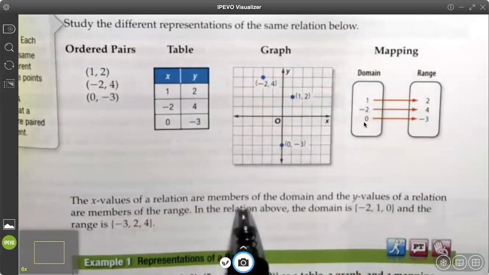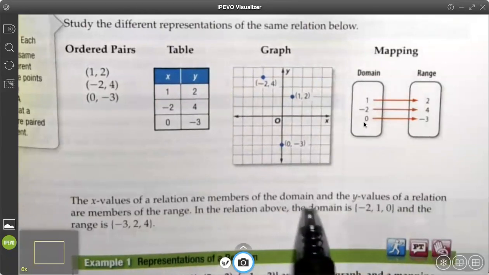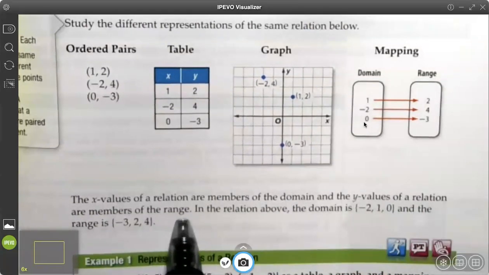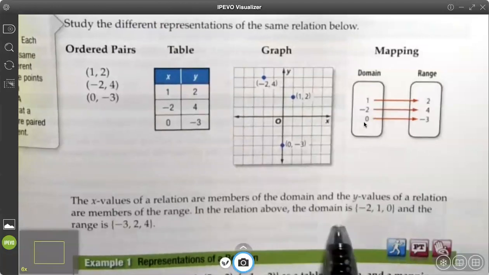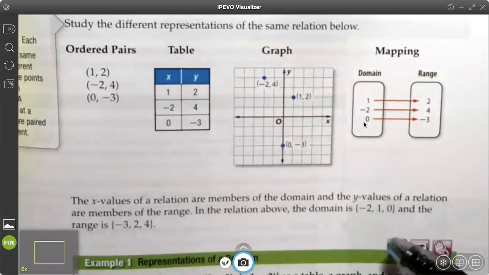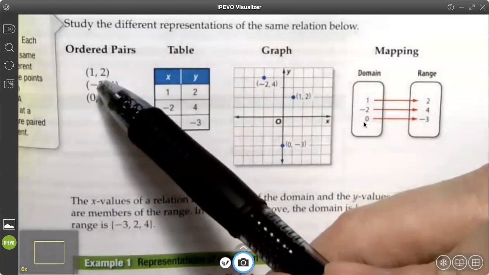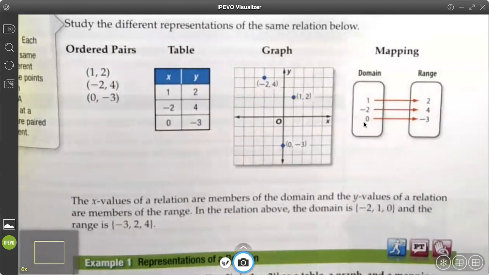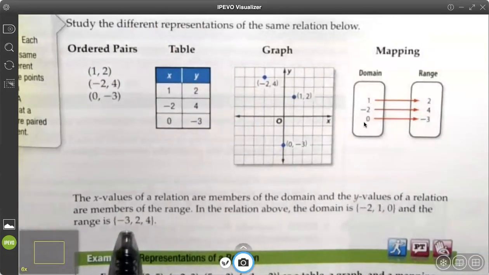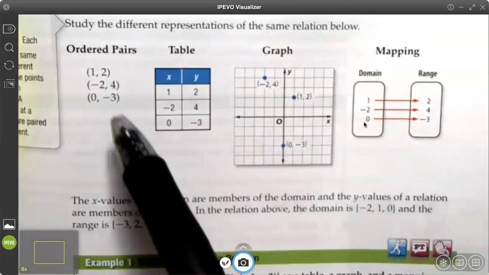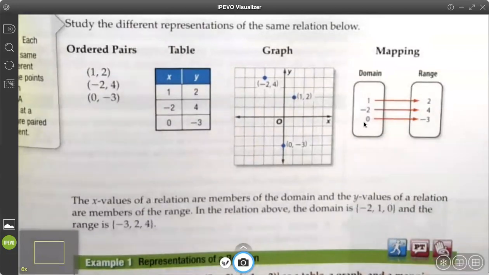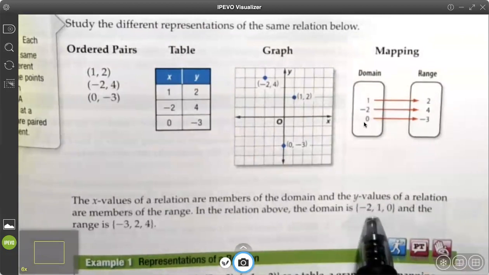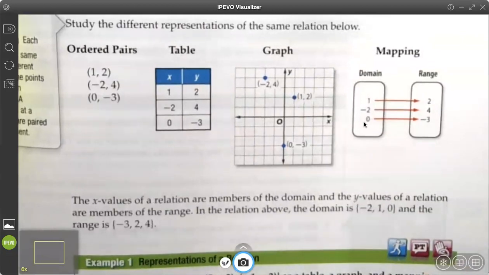The x values of relations are members of the domain, and the y values of relations are members of the range. In the relation above, the domain values are -2, 0, 1, given in numerical order. And the range are your y values, -3, 2, and 4, given in numerical order. So domain are your x values, range is your y values given in numerical order.